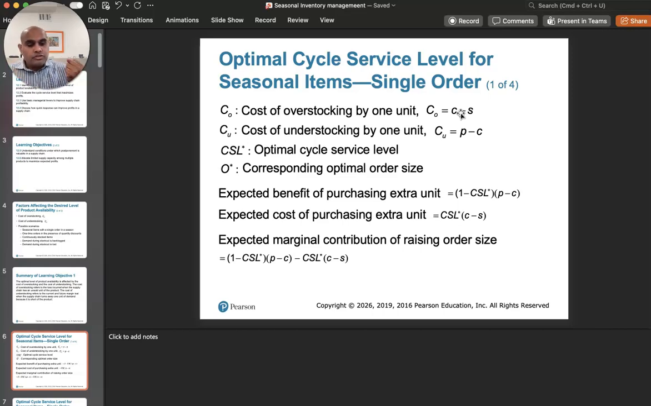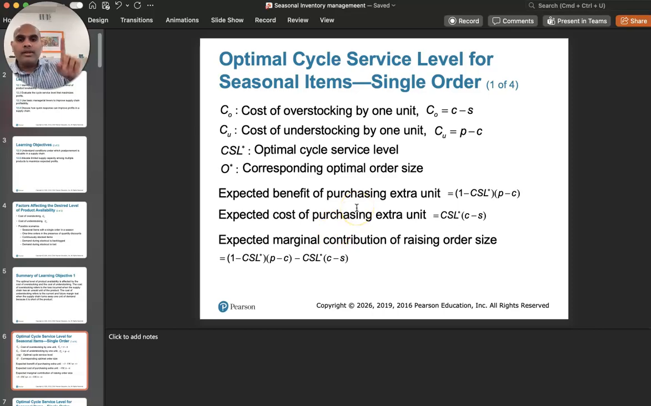So given this push and pull, based upon the cost of the item, the price at which you sell the item, and the salvage value, you'll be able to calculate what your optimal service level should be, the cycle service level. This service level, again, is based upon this push and pull, and based upon this, we will place a corresponding order, right? We learned in economics that a market is in equilibrium when the marginal revenue is equal to the marginal cost. We will do something similar here.